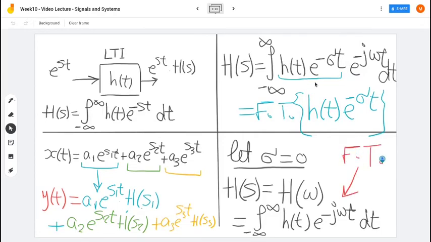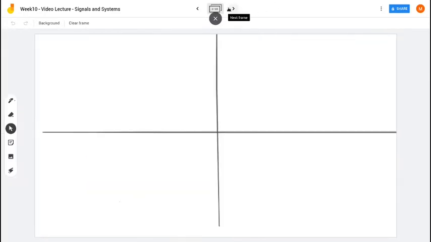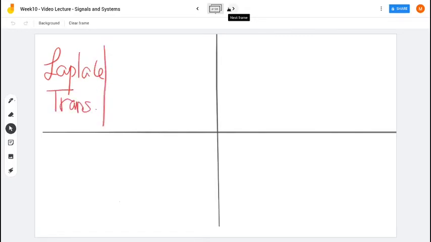So the Fourier transform is simply the Laplace transform evaluated for sigma equal to 0. This is a very important thing to note, and let me write it down over here. So if you evaluate the Laplace transform at sigma equal to 0, this will give you the Fourier transform.